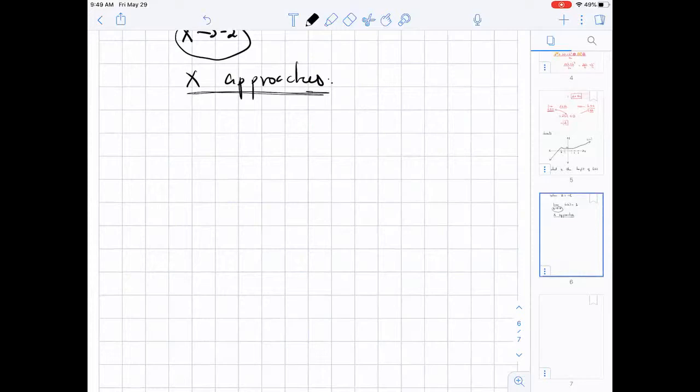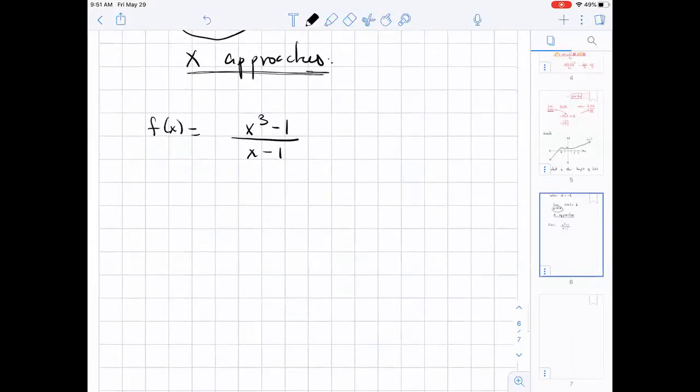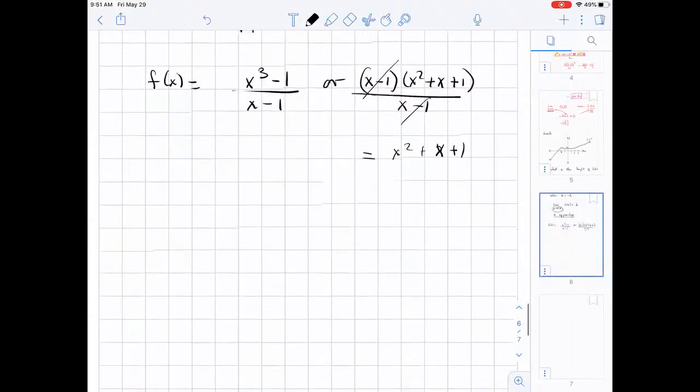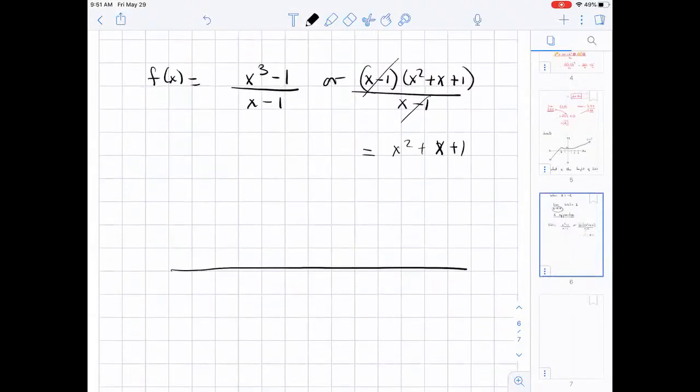A similar example from the class notes: f of x equals x cubed minus 1, or if you want, you can write it as x minus 1 times x squared plus x plus 1, over x minus 1. This will cancel with this, leaving you with x squared plus x plus 1. But when you draw the graph of this, you will see that your graph is a parabola, okay?